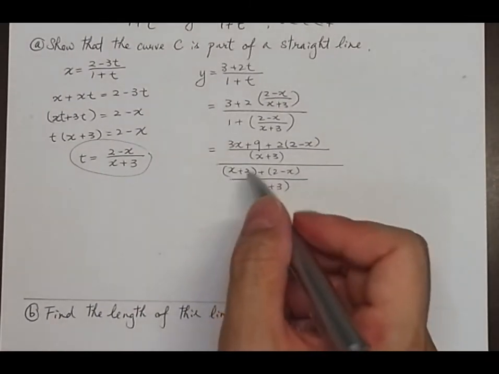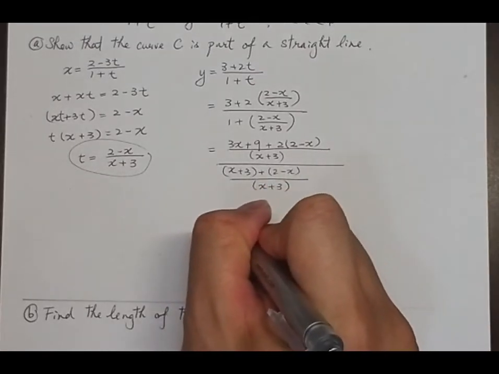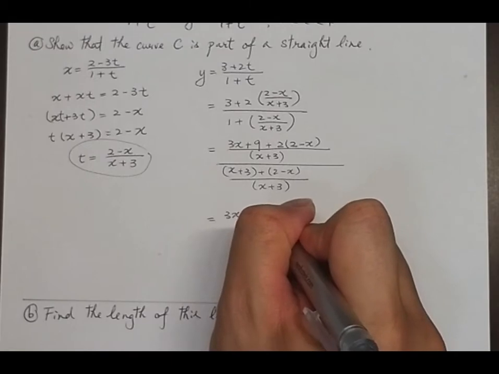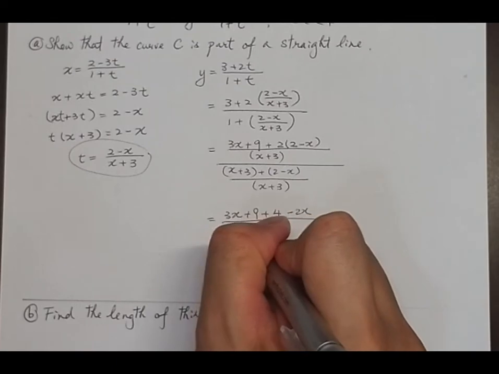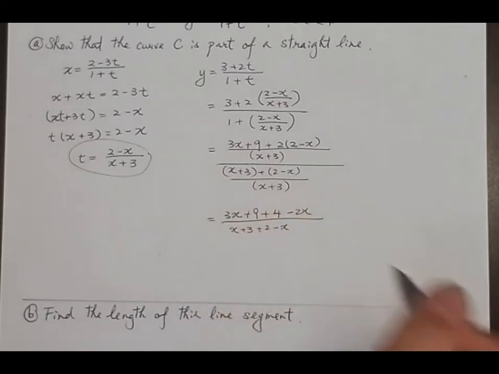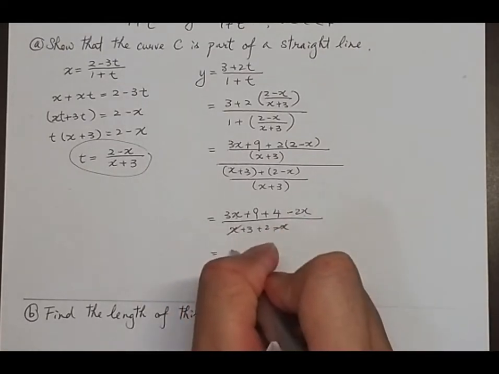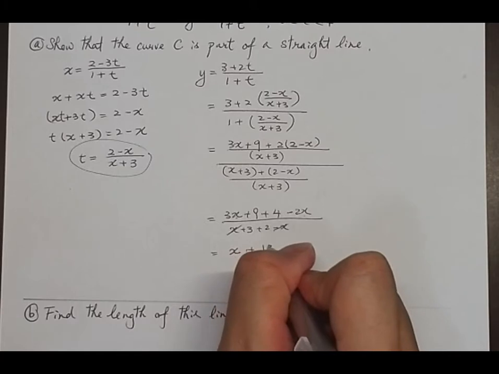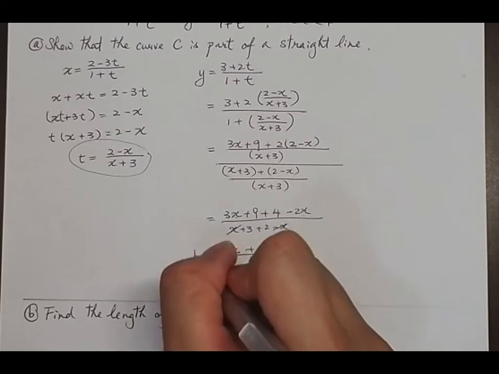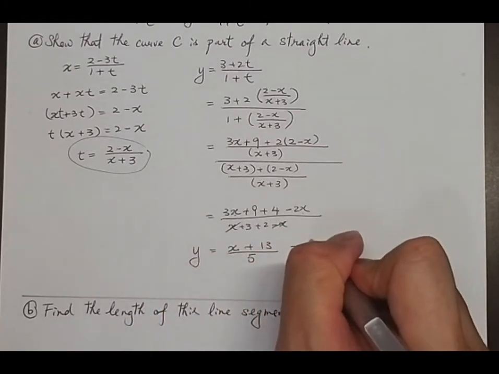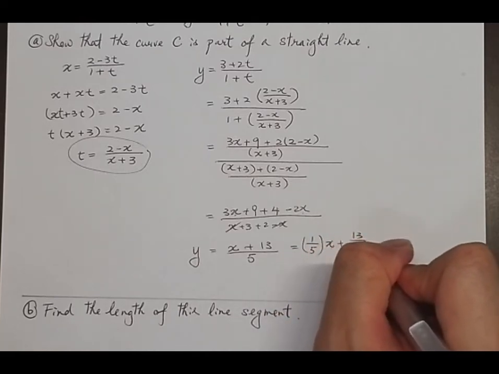And we multiply the numerator and the denominator by x plus 3. We got 3x plus 9 plus 4 minus 2x over x plus 3 plus 2 minus x. So x minus x cancel out, and 3x minus 2x, we got x. So we got x plus 13 over 5. So we have the form y is equal to 1 fifth x plus 13 over 5.